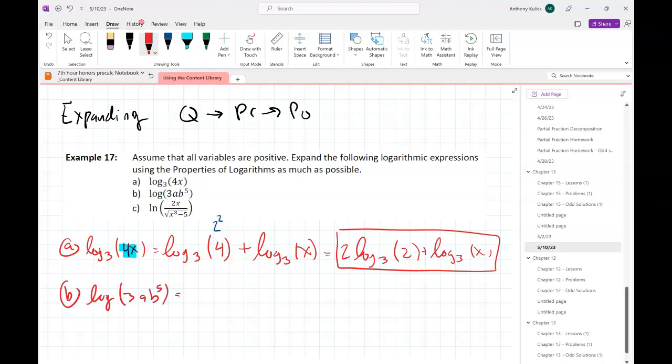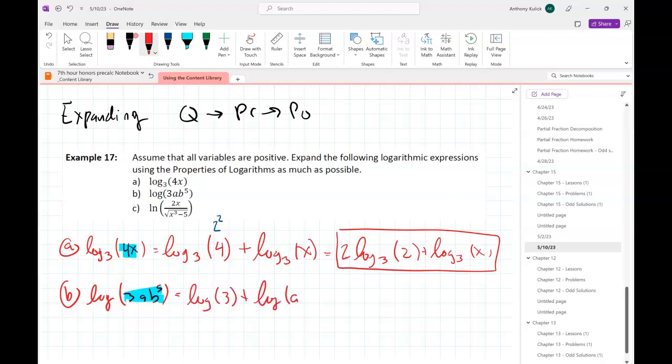Okay. If I have log of 3ab to the 5th, again, first thing I look for inside my logarithm is a quotient. None of those. Next thing I do is I look for a product property. How many product properties do you see? How many multiplication symbols are there? 2. So there's 2 product properties. There's a multiplication between the 3 and the a, and between the a and the b. Well, b to the 5th, really.